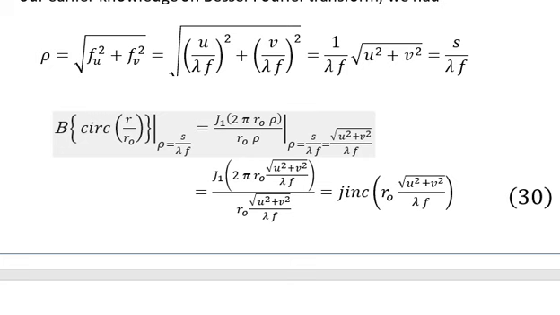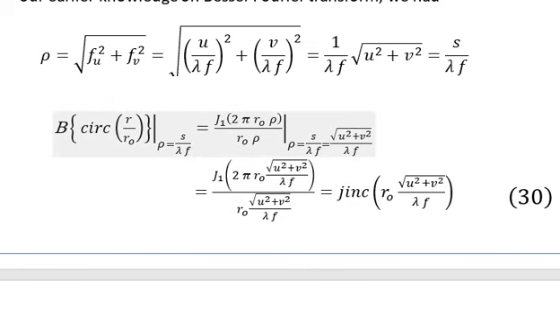So now let's evaluate the Bessel Fourier transform of the circ function, which we have already evaluated many times earlier. It is the Bessel function J1 of 2 pi r naught rho, divided by r naught rho, evaluated at rho equal to s over lambda f, which is equal to the square root of u square plus v square, divided by lambda f.